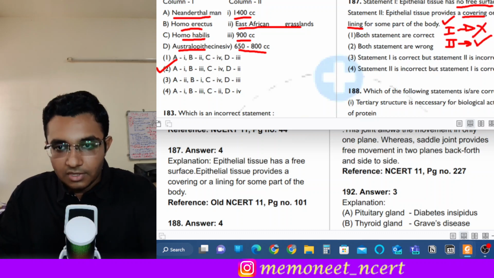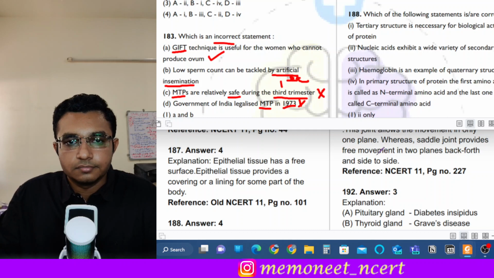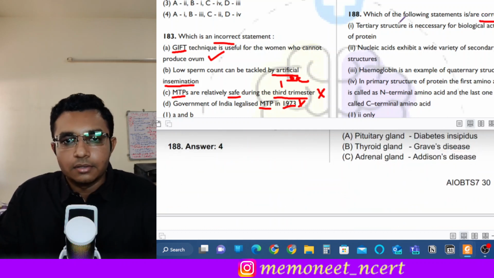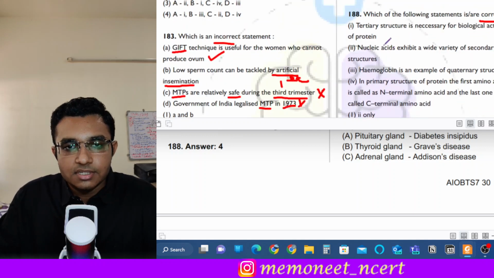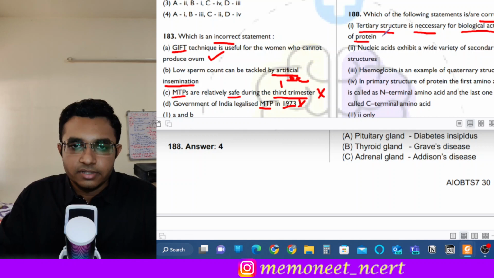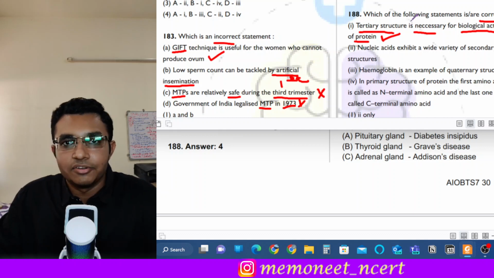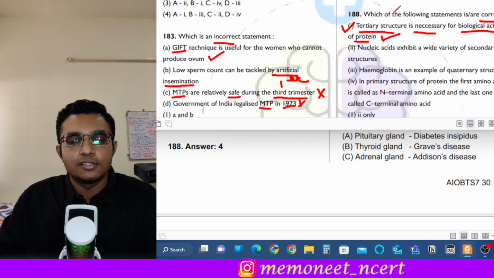So yeah, the next is question number 188. Which of the following statements are correct? Okay, so you have to identify which among these statements is correct. The first statement is tertiary structure is necessary for the biological activity of the protein. So yes, this is a correct statement, because without gaining tertiary structure, the protein cannot do the biological activity, okay, in the primary or secondary structure. So tertiary structure is required for the biological activity.